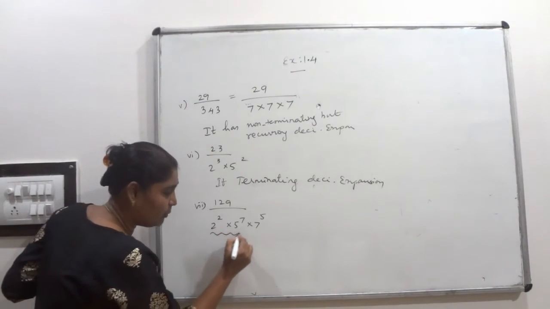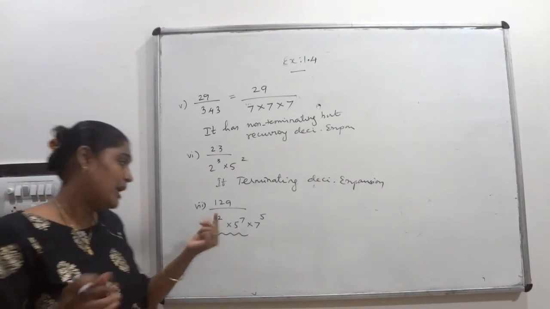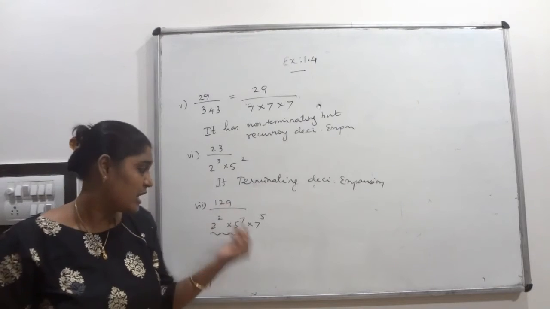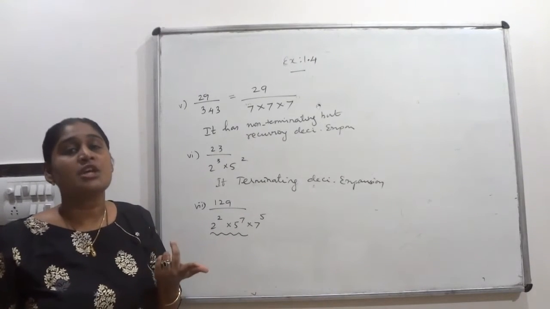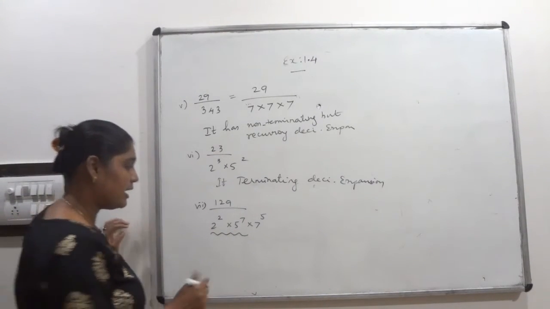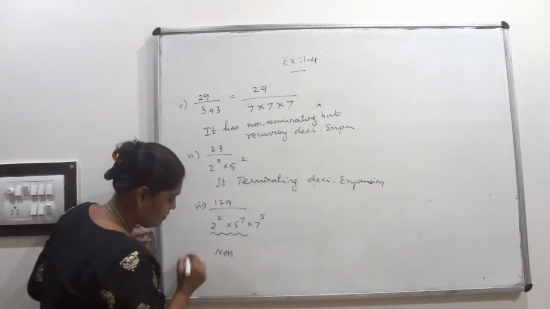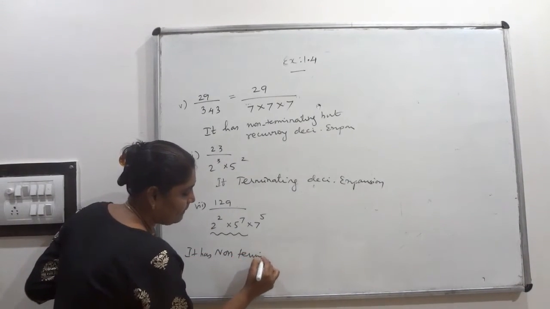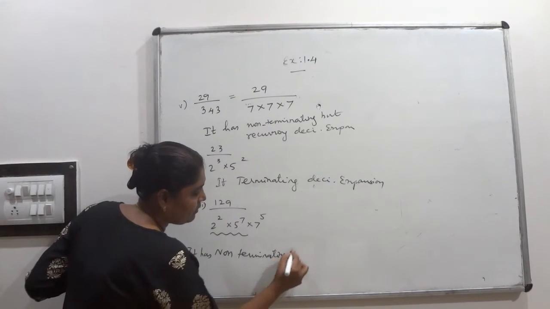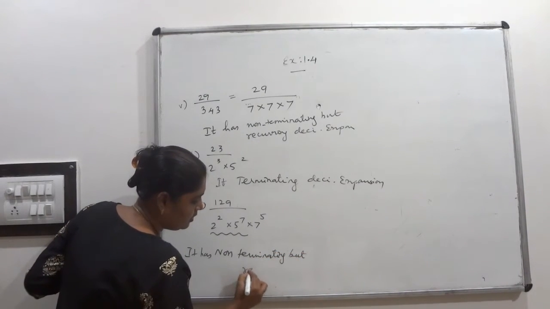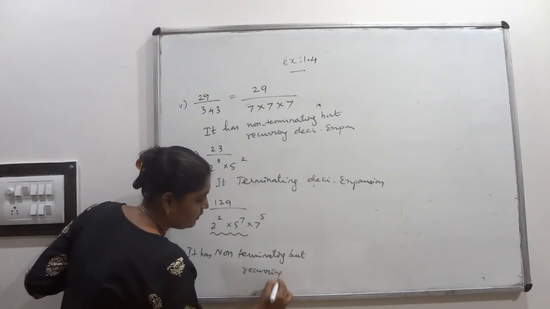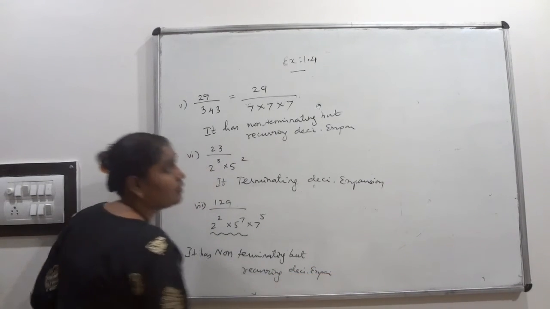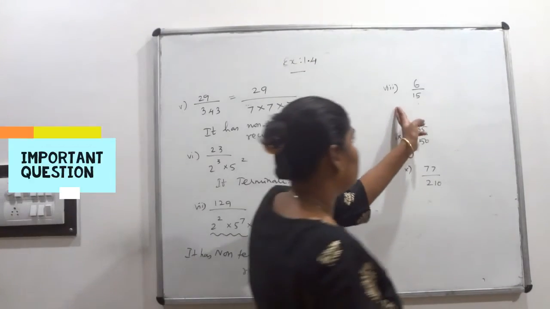See, I have 2 power m into 5 power n. But one more factor is here, that is 7 power 5. That's why it has non-terminating but recurring decimal expansion. Okay.